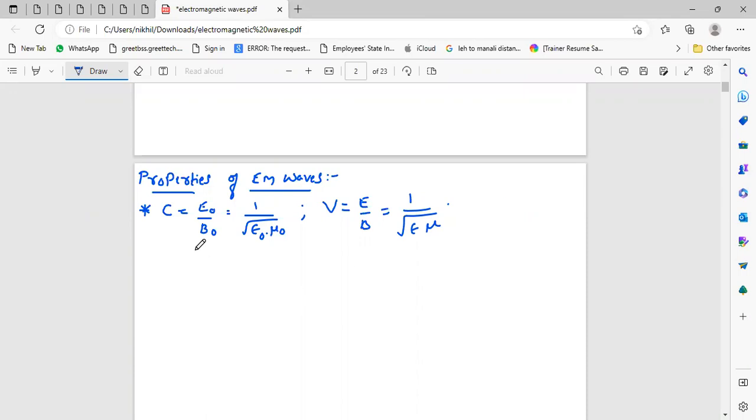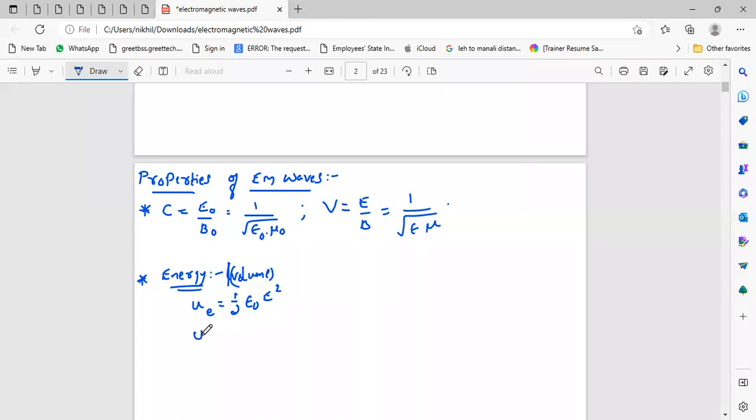Now, let us take up the second important property, that is energy. Let us talk about the energy of the electromagnetic wave. The energy of the electromagnetic wave due to electric field is given by half times epsilon naught into E squared, which is called the energy density. I'm talking about energy per unit volume. That is nothing but energy density.